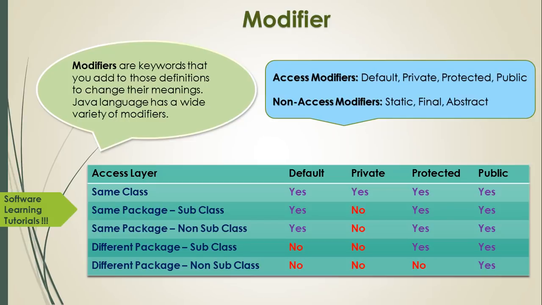As you can see, I have just pointed out the access level at the bottom. I have just marked yes, yes, yes, where you can use it, and no, no, no, where you cannot use that particular method, class or object.